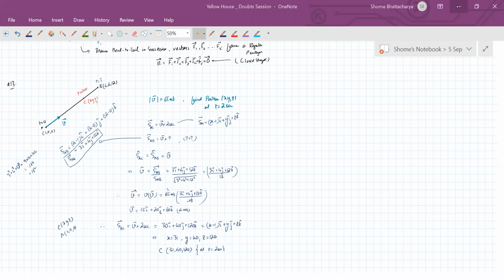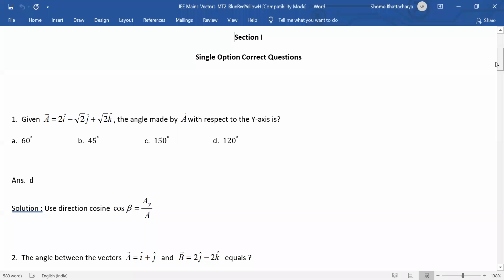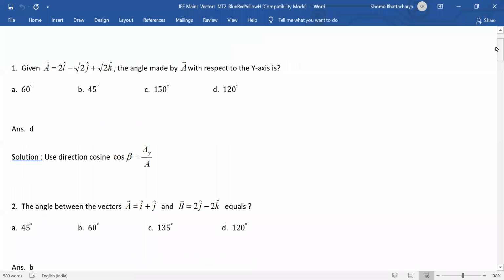Okay, so I'm going to share a different document now. So this is the set of vectors questions. Just go through them, and whichever question you feel you require to discuss with me. The ordering here is different than the ordering in your test paper, but it's the same set of questions, so don't worry.